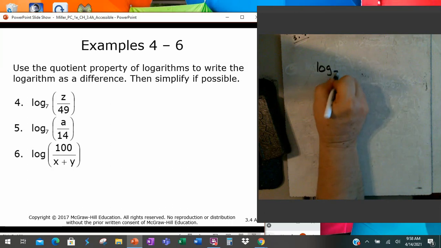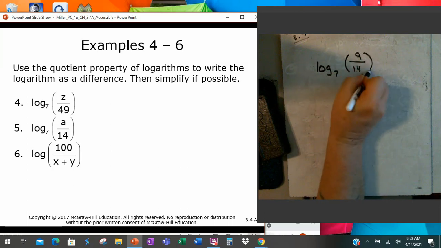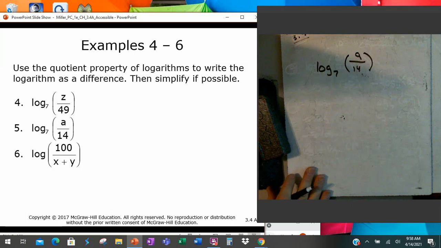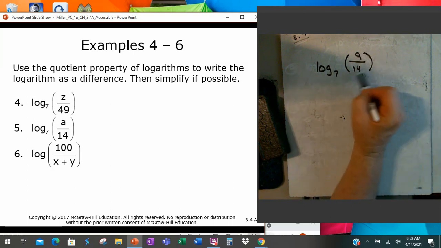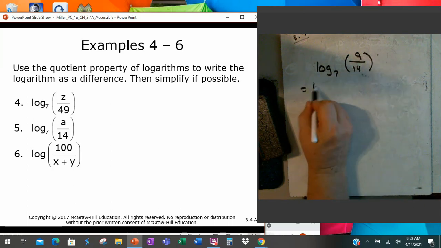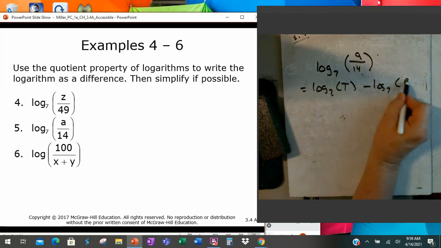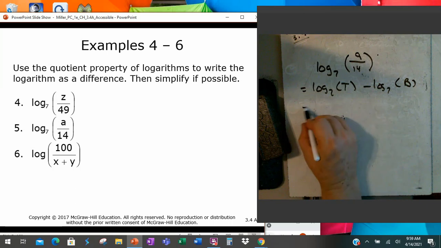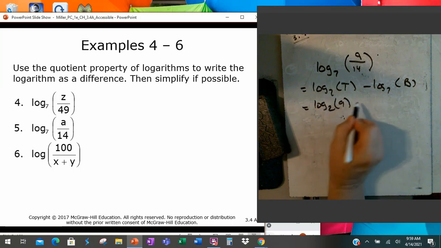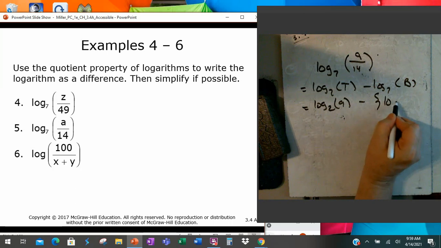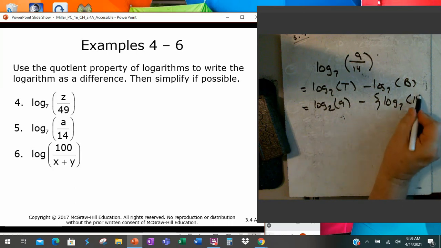So log base 7 of a over 14. Is there anything I can do? So I've got the top minus the bottom. This is the first thing I want to do. I don't want to start breaking apart the tops into sums. And here I want to say this is equal to the log of the top minus the log of the bottom, same base, and then I want to fill this out. Log base 7 of a minus log base 7 of 14. I want to do this because this may be expanded if I do multiplications or something.